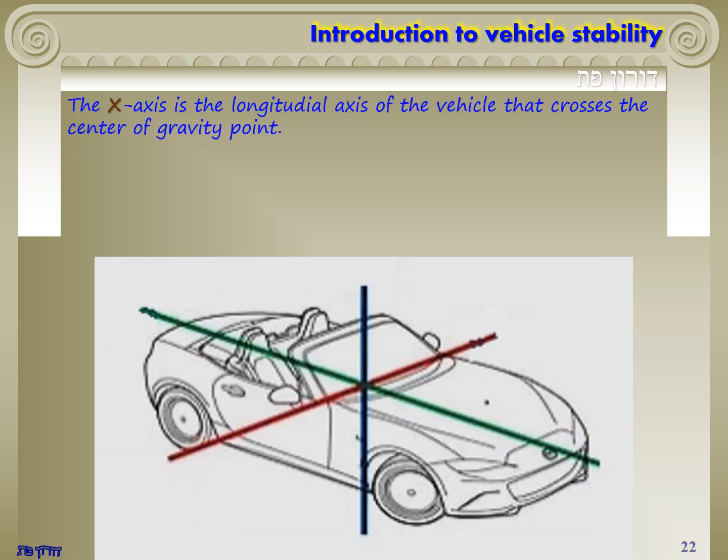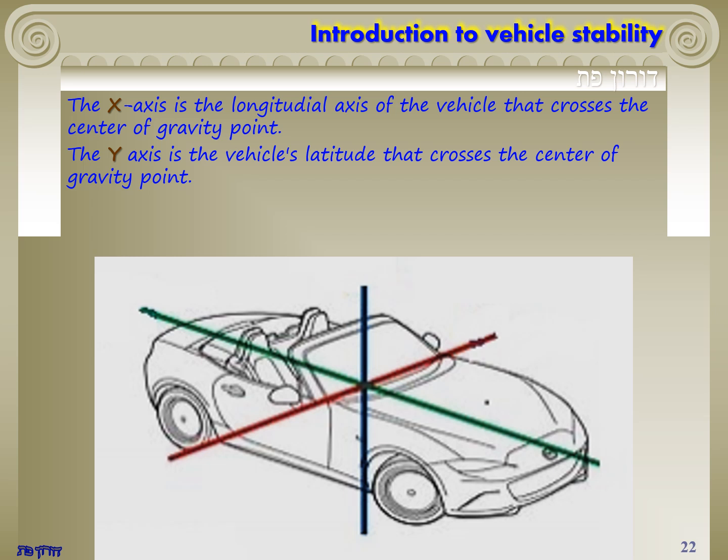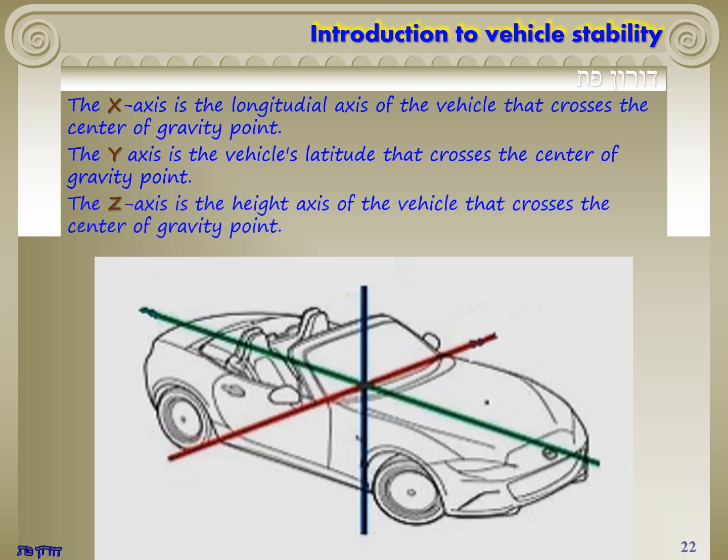The x-axis is the longitudinal axis of the vehicle that crosses the center of gravity point. The y-axis is the vehicle's latitude that crosses the center of gravity point. The z-axis is the height axis of the vehicle that crosses the center of gravity point.